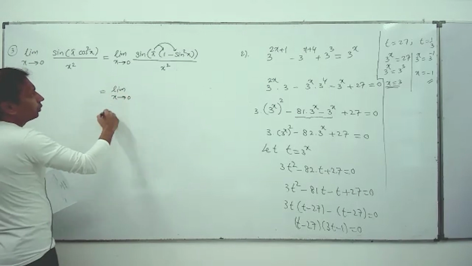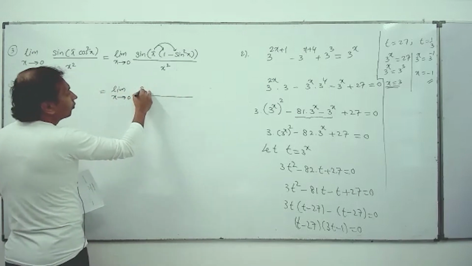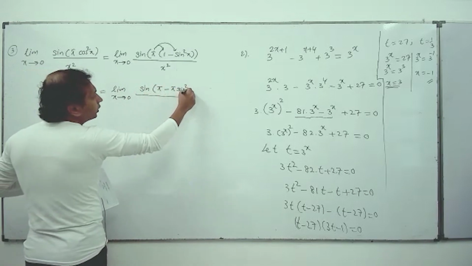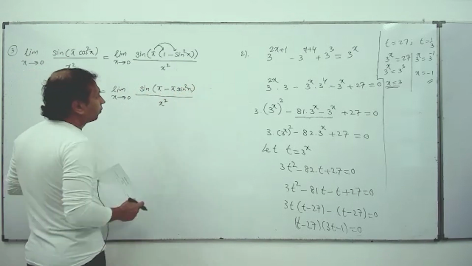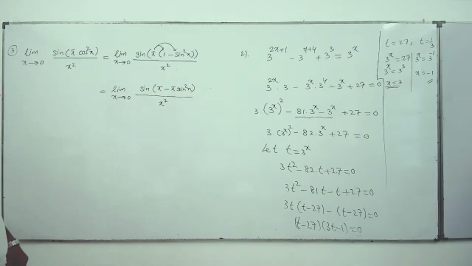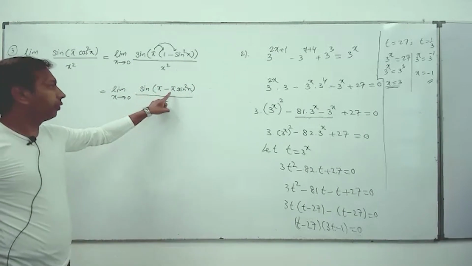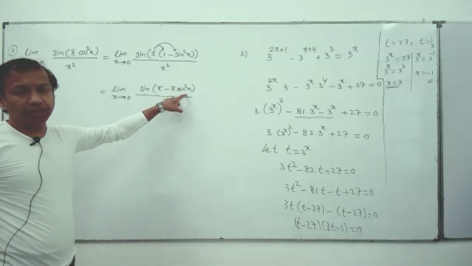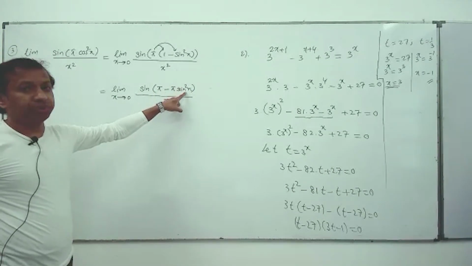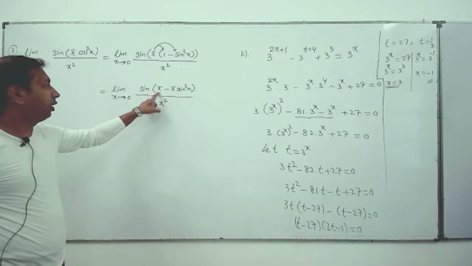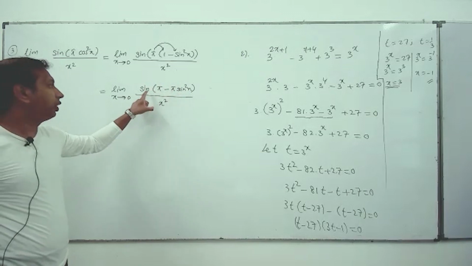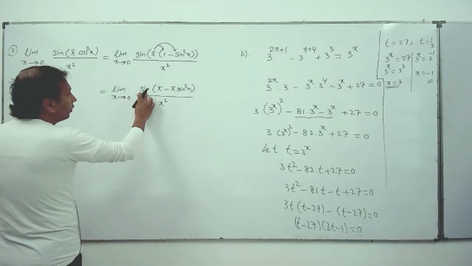Limit as x approaches 0 of sine(pi minus pi sine squared x) divided by x squared. Here pi means 180 degrees. Assume this pi sine squared x is an angle measured in radians, suppose theta. Sine of 180 minus theta is sine theta. So the answer of this is sine of pi sine squared x.